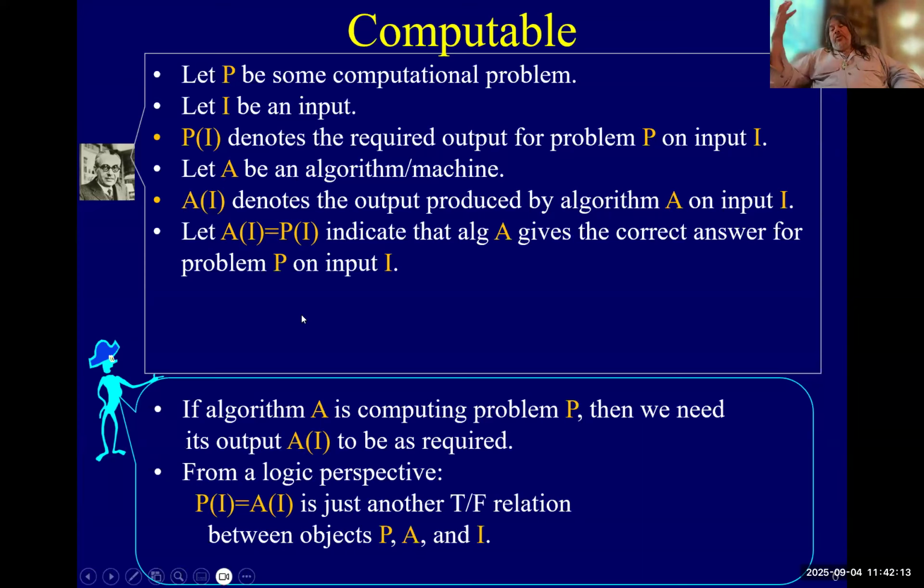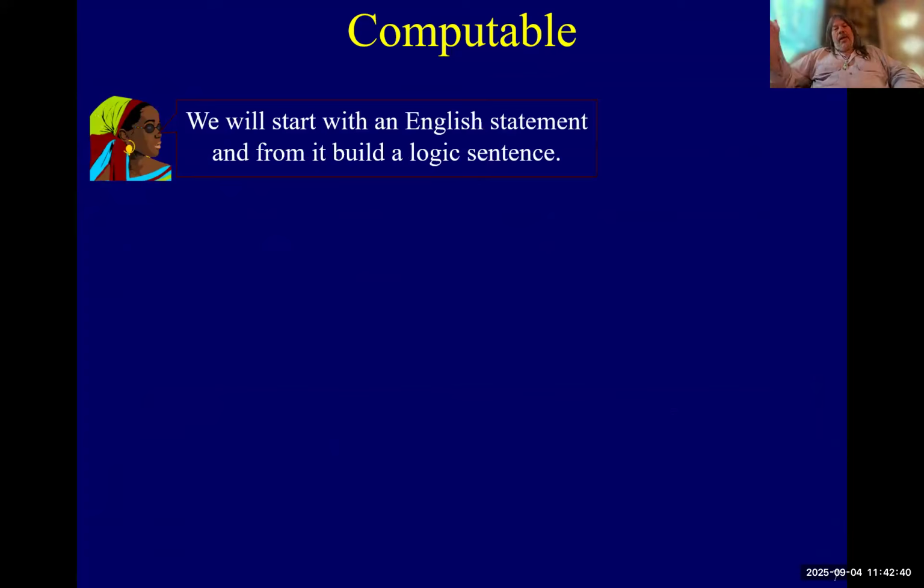If we're doing logic, and if you've taken 1090, then these variables are objects, just like when we do for all x, these are objects. And this is just a Boolean statement, which is true if the algorithm gives the right answer for the computational problem on input I. Any questions? Everybody good?